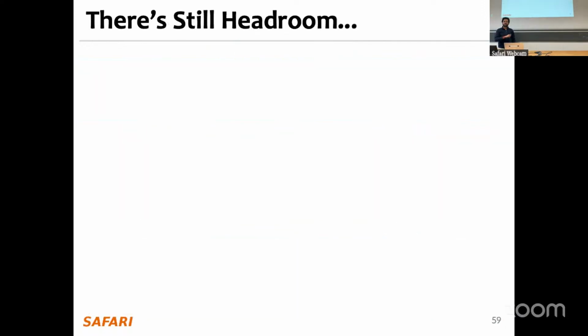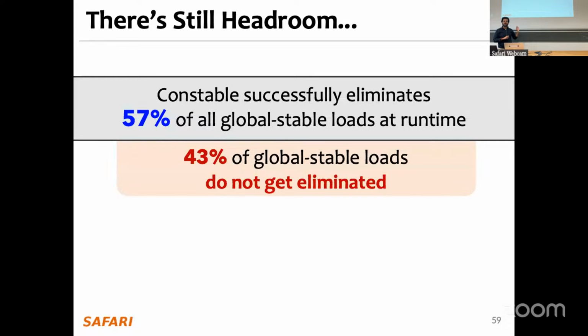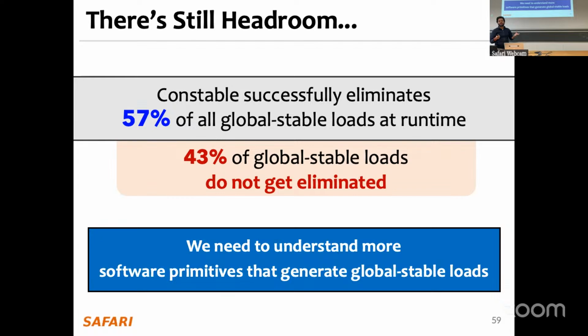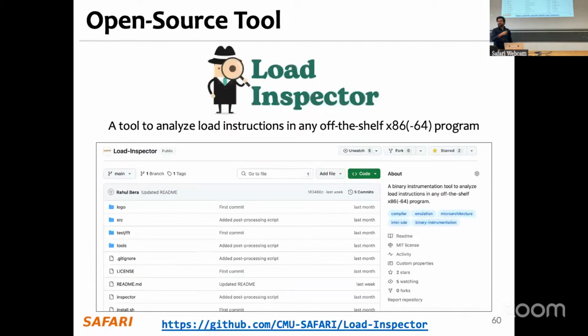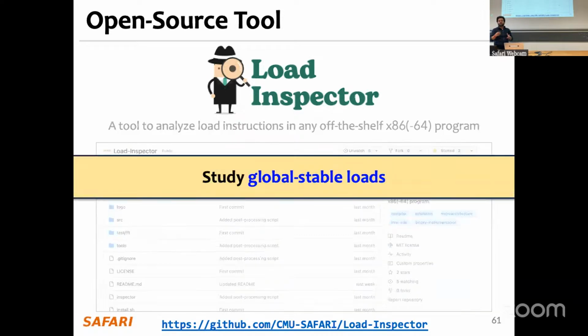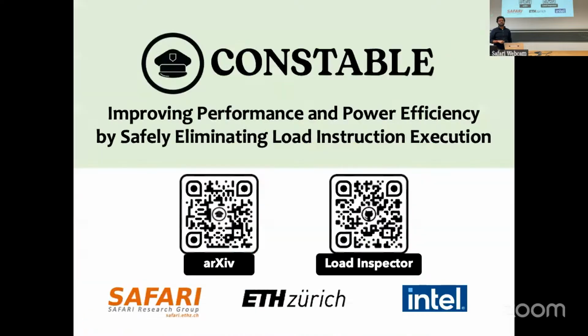Now, as I said, if you're interested, read the paper. There is a lot of headroom still left. What we identified offline is that only 57% of the targets of global stable loads are actually getting eliminated online. If you're interested in why they are not getting eliminated, or what the software constructs are, there are tools available online which you can simply run with your own programs, any software running on an Intel system. You can identify how many of these loads are there in any off-the-shelf software. If you're interested, just play around with the tool.